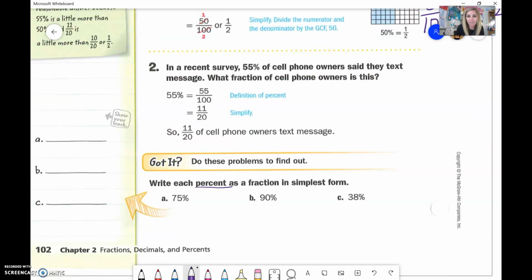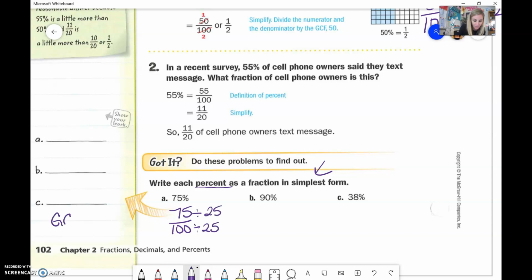Write each percent as a fraction. So percent means out of 100. So 75 over 100. But we have to write it in simplest form. So is there a greatest common factor between 75 and 100? There is. The greatest common factor of 75 and 100 is 25.